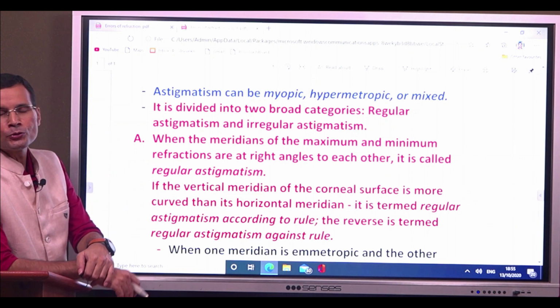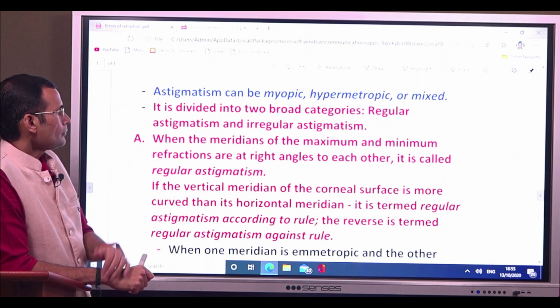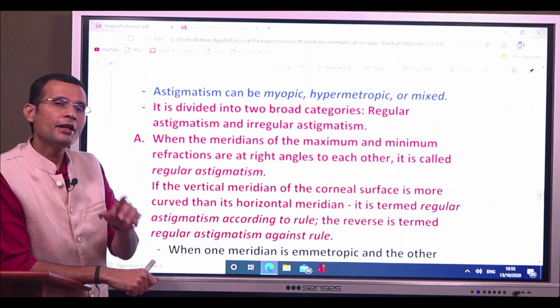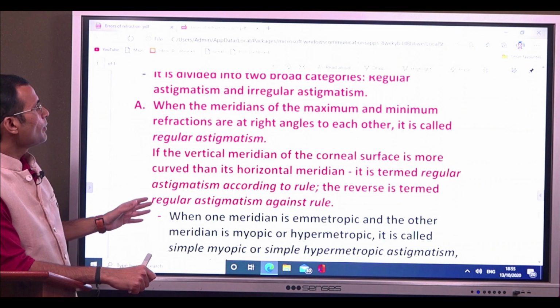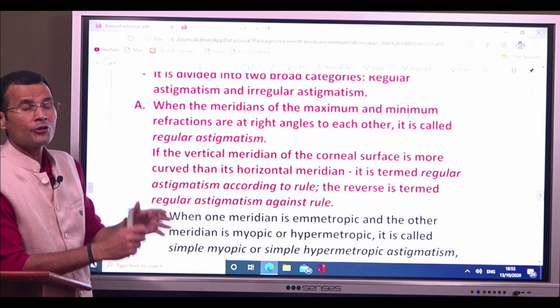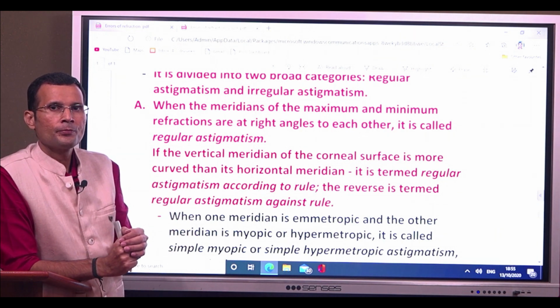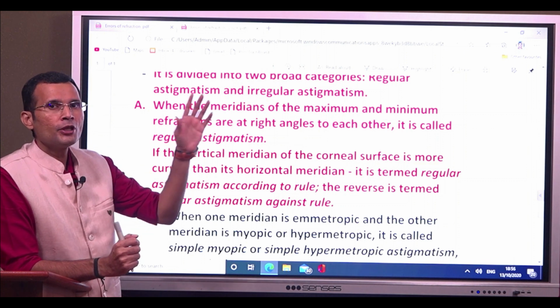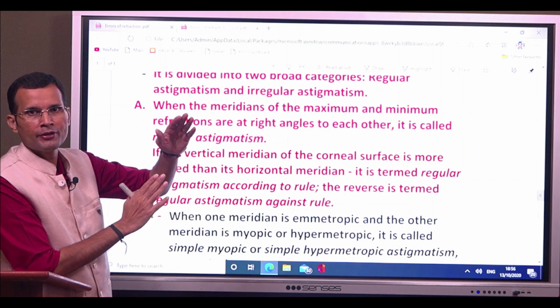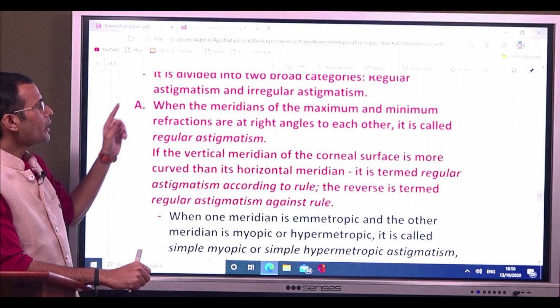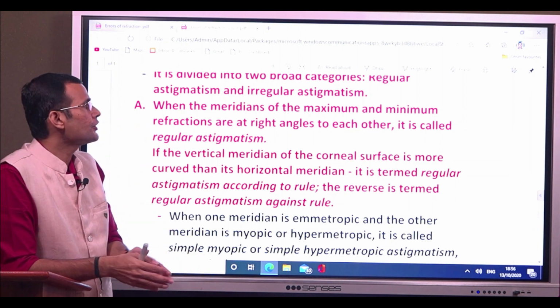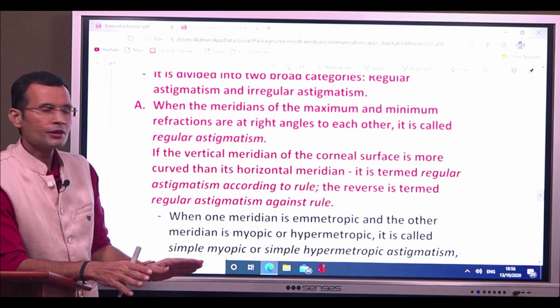Astigmatism is divided into two broad categories: regular astigmatism and irregular astigmatism. When the meridians of the maximum and minimum refractions are at right angles to each other, we've already seen there are two different meridians with two different refractive indices. So the meridians of maximum and minimum refractions are at right angles to each other. It's called regular astigmatism.